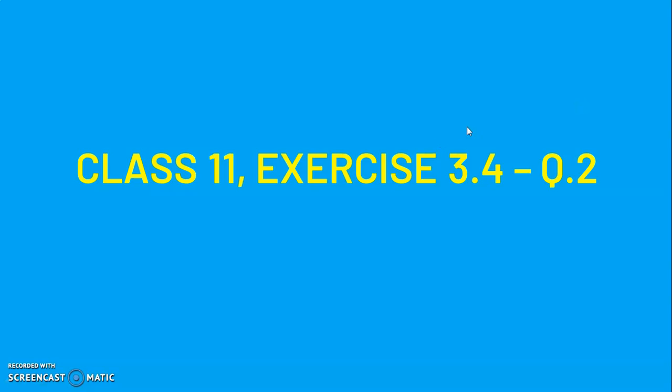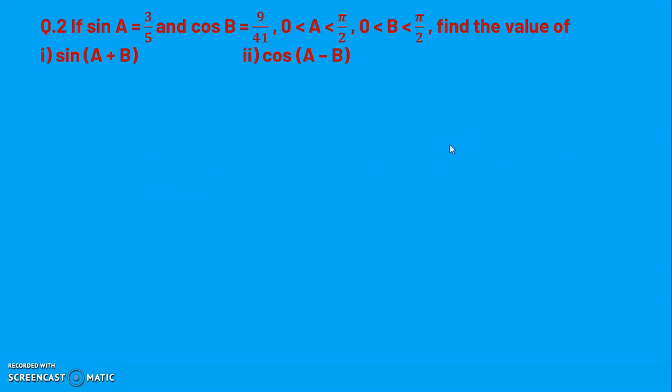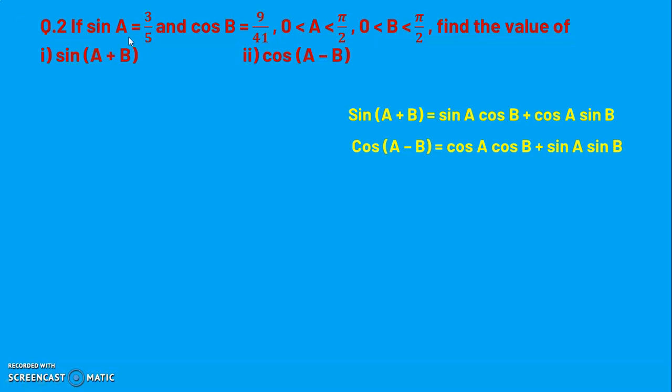Okay, so let's move on to question number 2. If sin A is equal to 3 by 5 and cos B is equal to 9 by 41, where A lies between 0 and pi by 2 and B lies between 0 and pi by 2, find the value of sin(A+B) and cos(A-B).